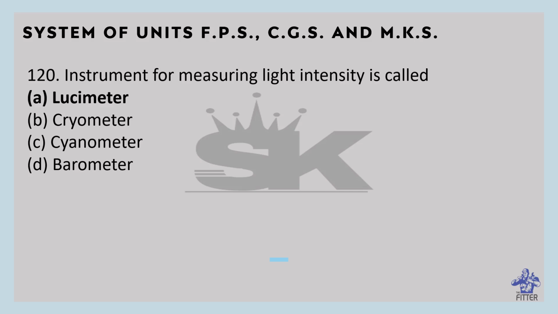So here, cryometer is used to measure low temperatures, and cyanometer is used to measure color intensity of blue sky or ocean.